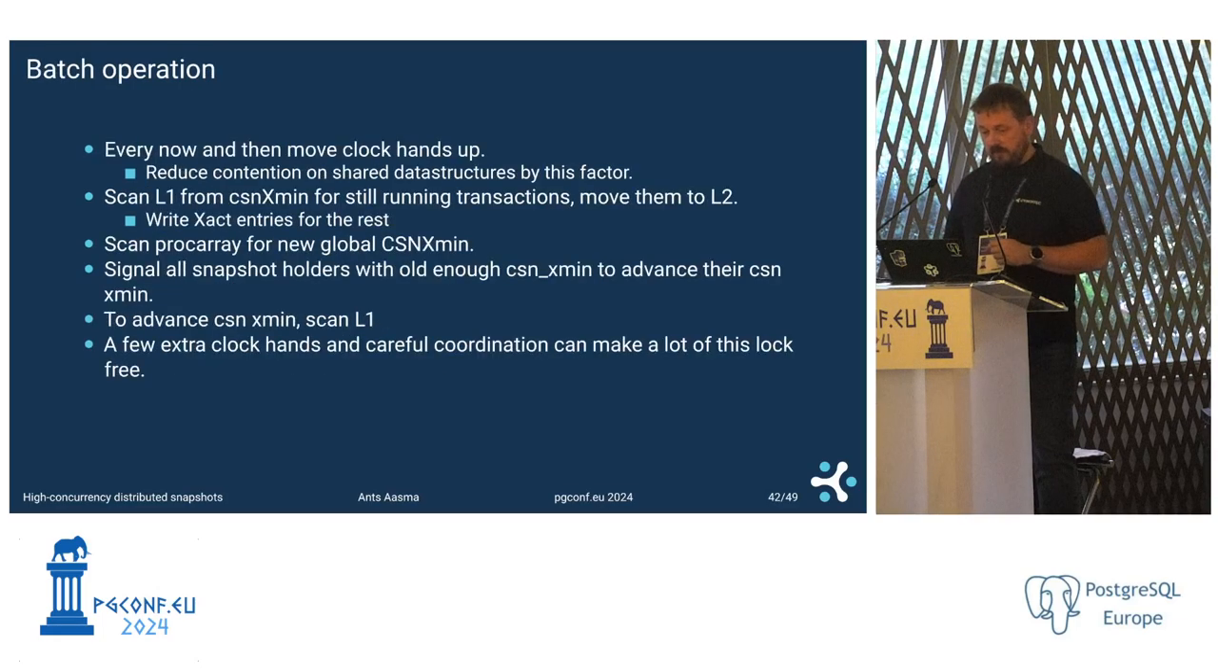So I'm going to skip half of this stuff, but the important part is this will also allow us to do some batch operations. So when we are moving those clock hands up, we can do them like 1,000 transactions at a time. And then, for example, convert those CSN values into exact values. So we compress them into did commit, did not commit values in a batch. And doing stuff in a batch always makes things a lot faster, like an order of magnitude.